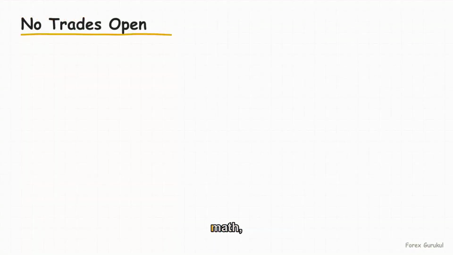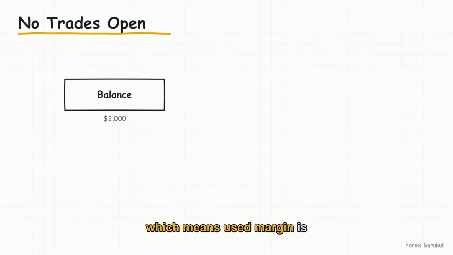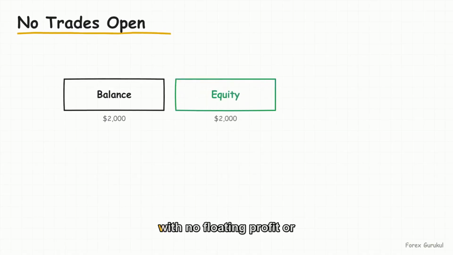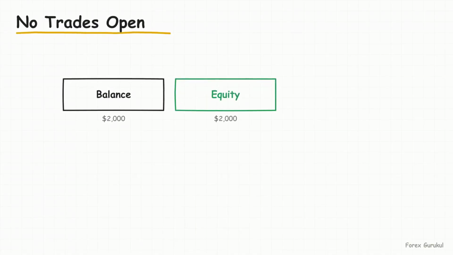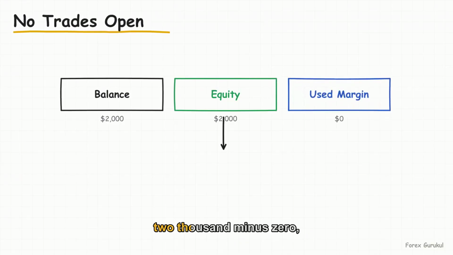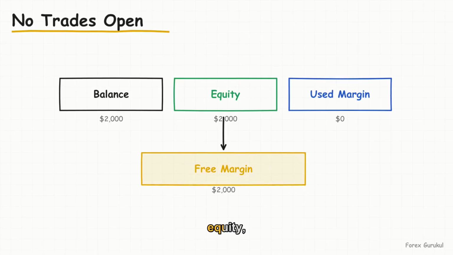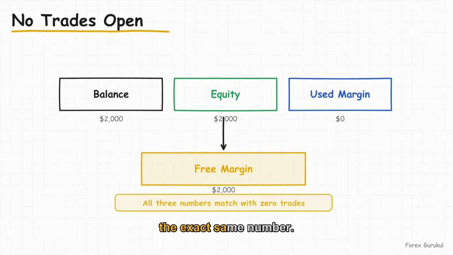Let us build the actual math, starting simple. Say Dana's account has a $2,000 balance, and no trades open at all. With nothing open, there is no required margin anywhere, which means used margin is 0. Equity, with no floating profit or loss to adjust it, is just the balance, $2,000. Free margin is equity minus used margin, 2,000 minus 0, so free margin equals the full 2,000. With no positions open, balance, equity and free margin are always the exact same number.